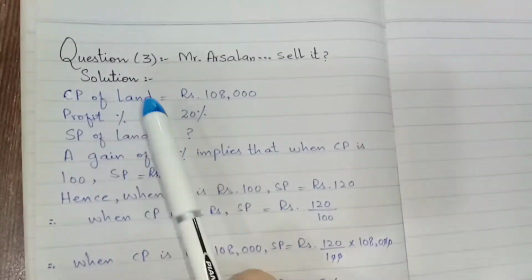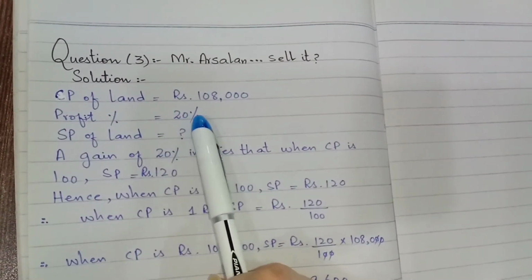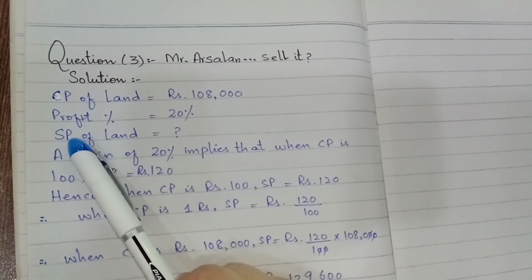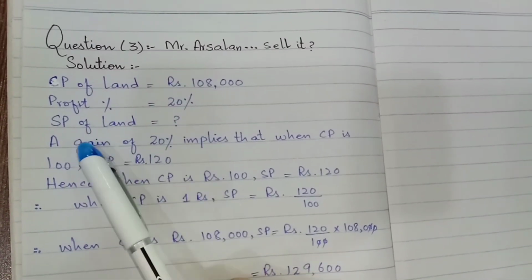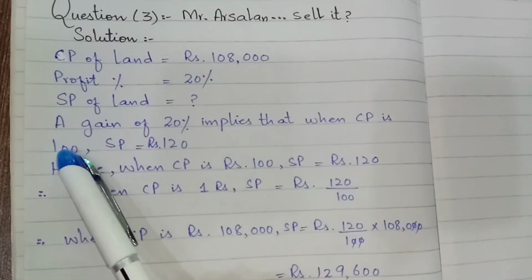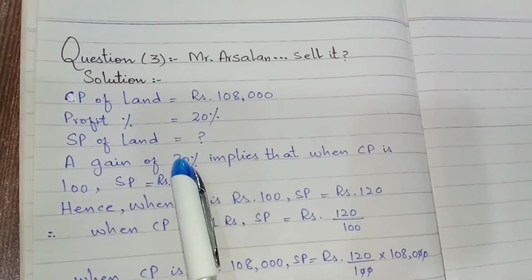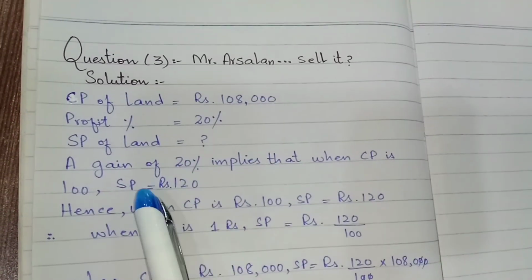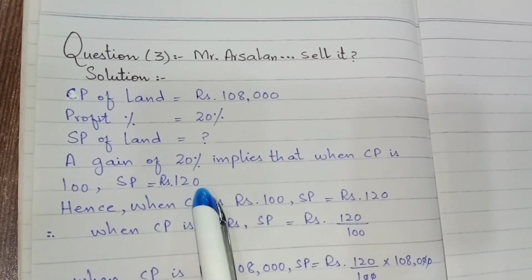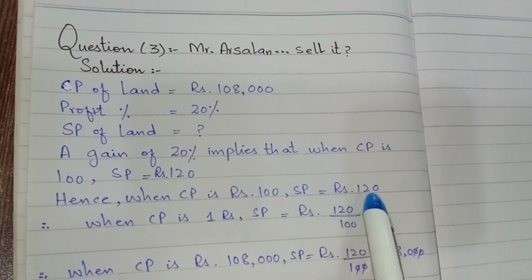So the cost price of the land is equal to rupees 1,08,000. Profit percentage is given, 20%. The selling price of the land we have to find. So a gain of 20% implies that when CP is 100, अगर हम खुद से सपोजिशन करेंगे कि अगर कॉस्ट प्राइस 100 होगी और उसे 20% प्रॉफिट हुआ, तो इट मीन्स उसकी सेलिंग प्राइस 120 होगी. ठीक है. Hence when cost price is rupees 100, selling price is rupees 120.